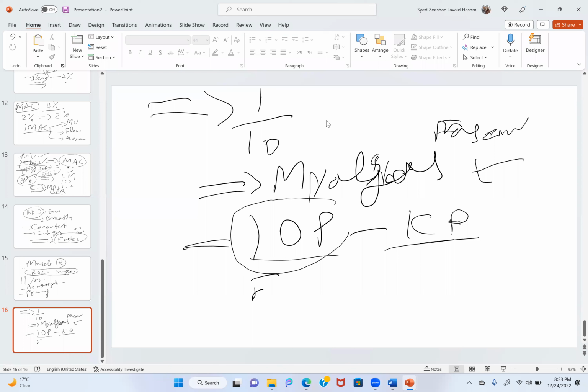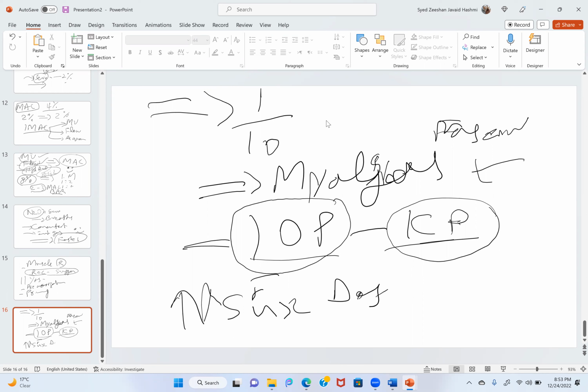I think there will be some effect on IOP, but ICP, I don't think so, because ICP is independent of that. I'm not sure about it, but just check it. Okay. But if you are doing this technique, the dose of suxamethonium will be increased. Why?